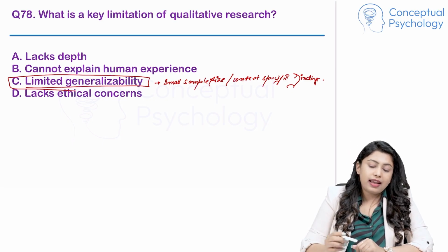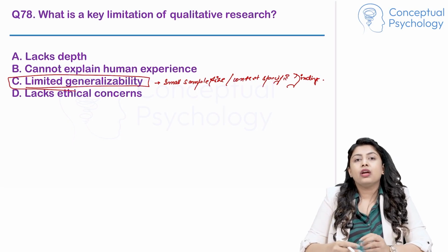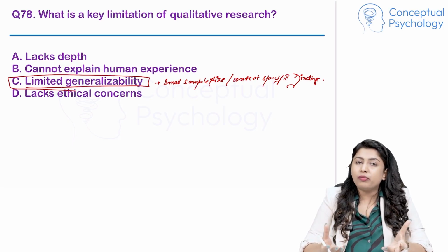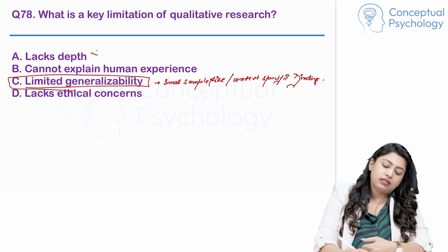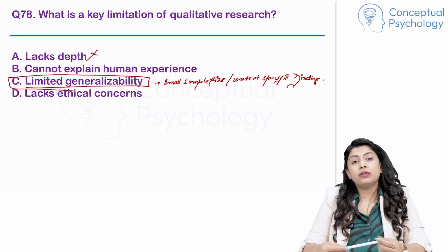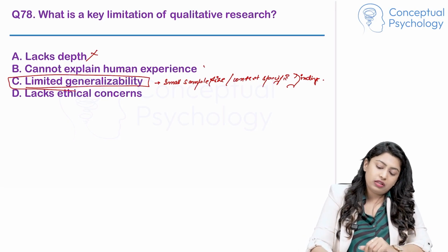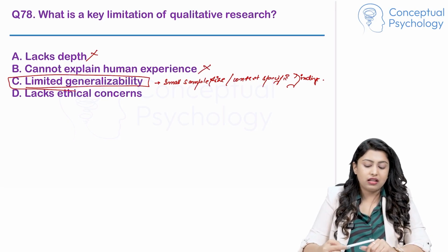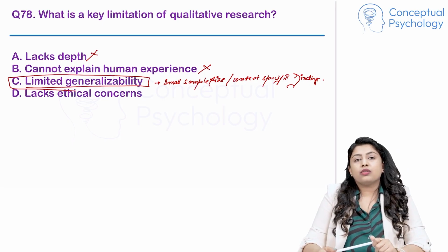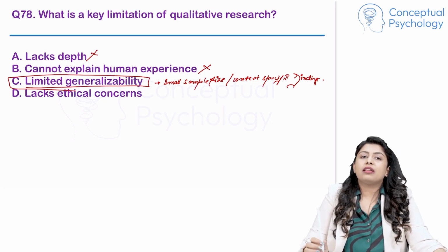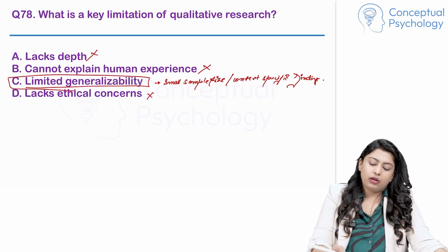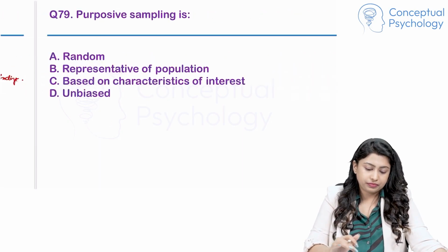Now, it says that it lacks depth. So actually, qualitative research is known for providing very rich and in-depth understanding. It cannot explain human experience. This is actually a strength of the qualitative research. It lacks ethical concerns. So, qualitative research has the same ethical requirements as a quantitative research.